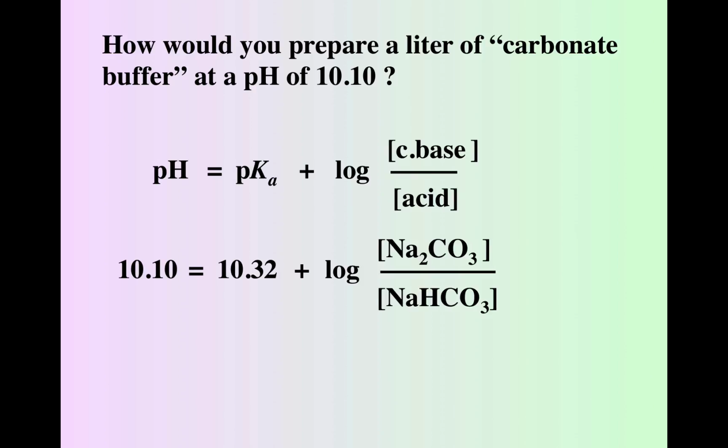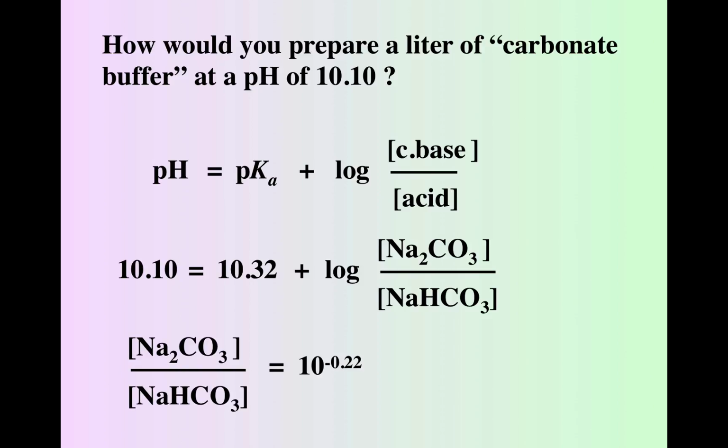So I plug my pH in, the pKa in, and I solve for what the ratio's got to be, right? So subtract 10.3 from both sides, take both sides to the base 10, and we get a ratio of 0.6 moles of carbonate to 1 mole of bicarbonate. So this is what this 0.6 tells you. It's the ratio I need of carbonate to bicarbonate to make my buffer.